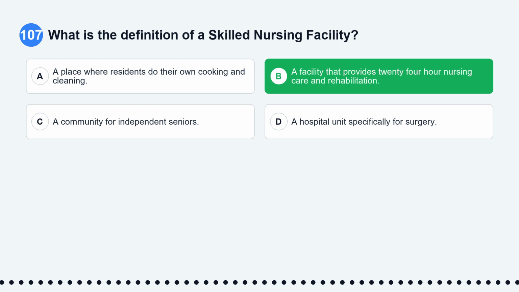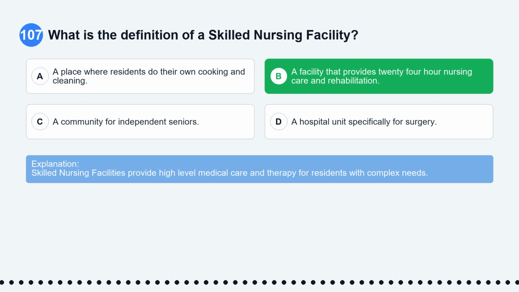The correct answer is option B, a facility that provides 24-hour nursing care and rehabilitation. Skilled nursing facilities provide high-level medical care and therapy for residents with complex needs.